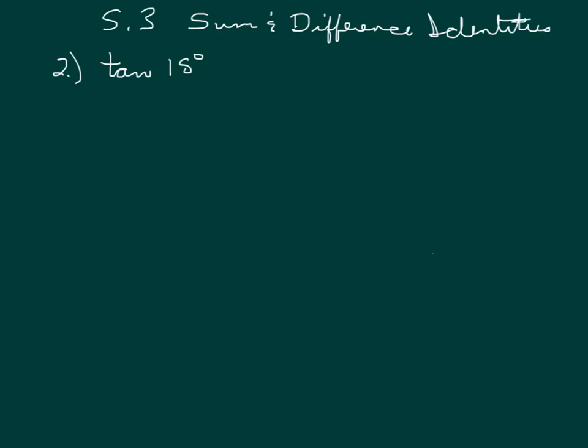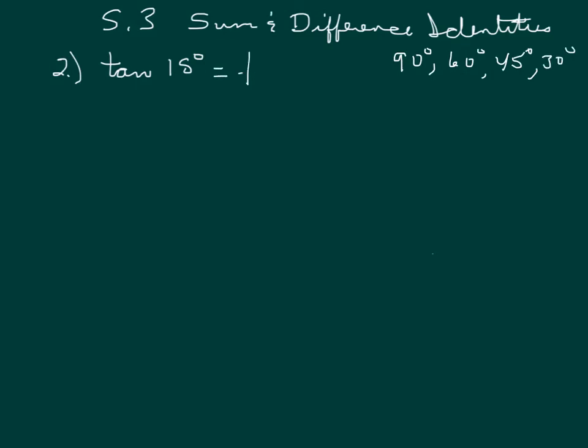Section 5.3, Sum and Difference Identities. Problem 2 is find the tangent of 15 degrees exactly by using sum or difference angles. While this problem looks simple, it turns out not to be as simple as it looks. Recall, we know exact identities for 2 pi, 180 degrees, 90 degrees, 60 degrees, 45 degrees, 30 degrees.